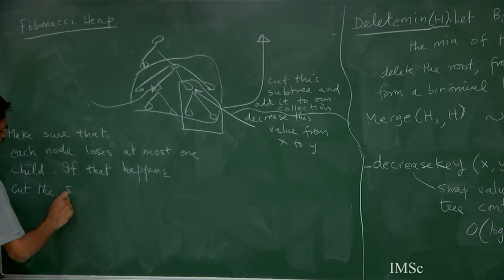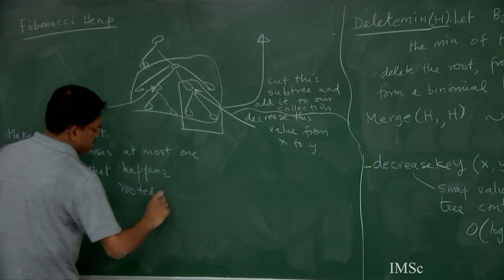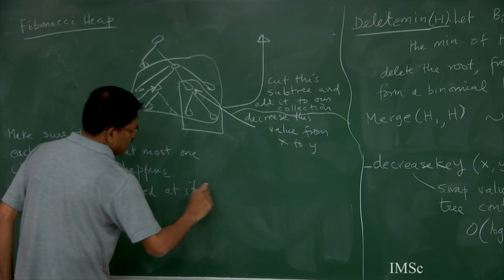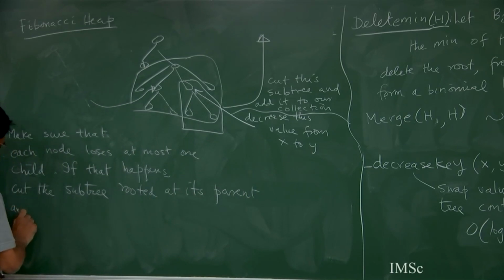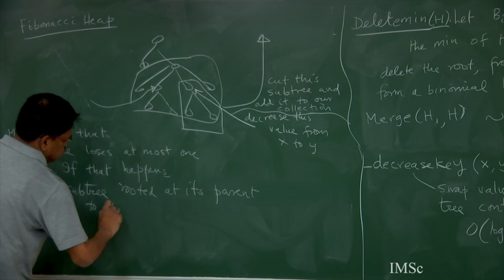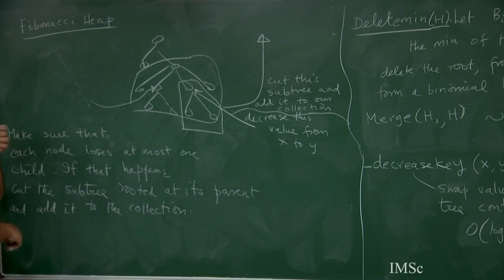Cut the subtree rooted at its parent and add it to the collection. Essentially, that's all Fibonacci heaps are, right?